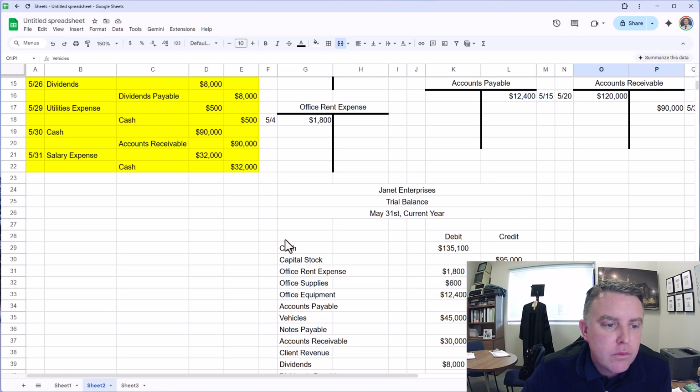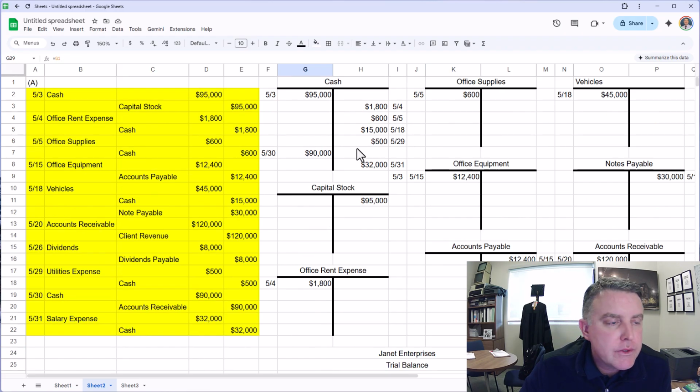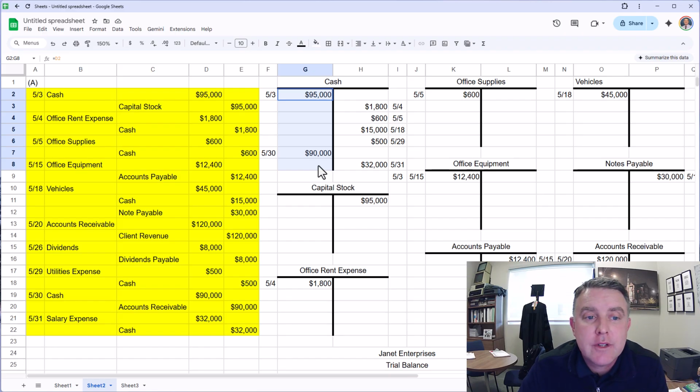And we're going to put them in the rows of our trial balance, and that's what I've done already here for you. So I've taken cash, capital stock, all the way down through salary expense, which was our last T account that we created. And then for each of these accounts, you want to total up what's in the T account. So for example, cash, we had 95,000 and 90,000 on the debit side. So for a total of $185,000 of debits. You can see it down here on your bottom right. And then on the credit side, we had $49,900 of credits.